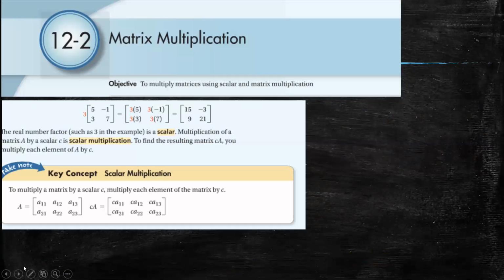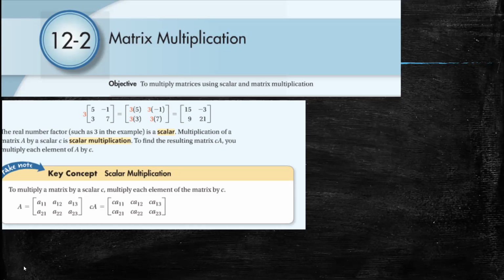Today our lesson 12.2 is talking about matrix multiplication. In this lesson, we will learn how we can multiply matrices. There are two types of multiplication, scalar multiplication and matrix multiplication. But before talking about matrix multiplication, let's see what scalar multiplication is.